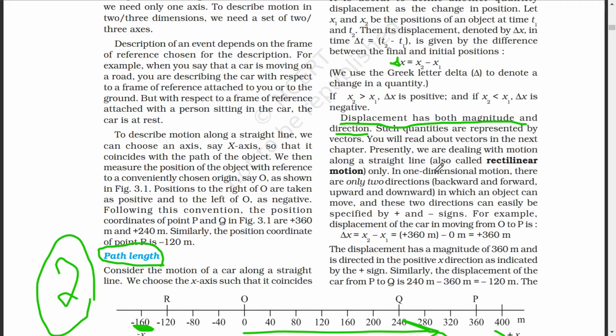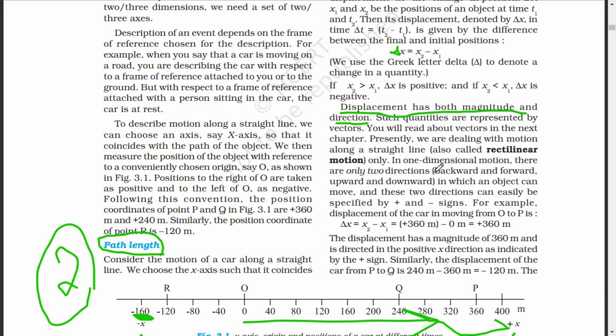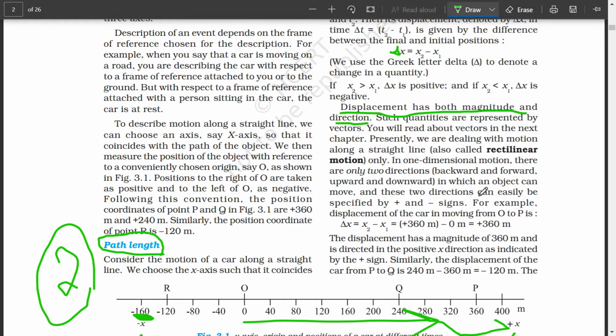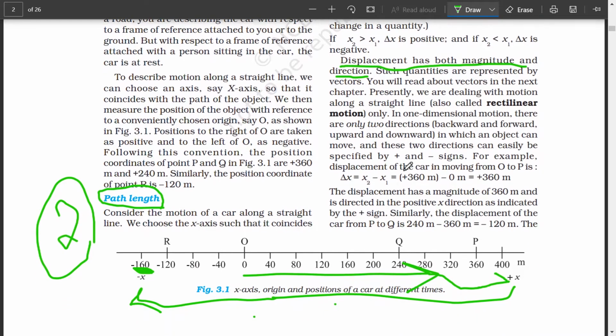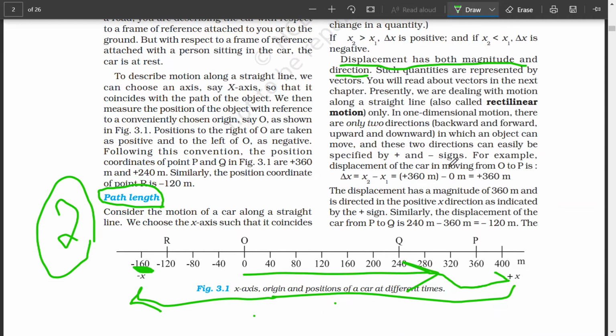Right. Now, you will read about vectors in the next chapter. Presently, we are dealing with motion along a straight line, also called rectilinear motion. In one-dimensional motion, there are only two directions, backwards and forwards, in which the object can move. In these two directions, the direction can easily be specified by plus and minus signs. For example, the displacement of a car from O to P is x2 minus x1.